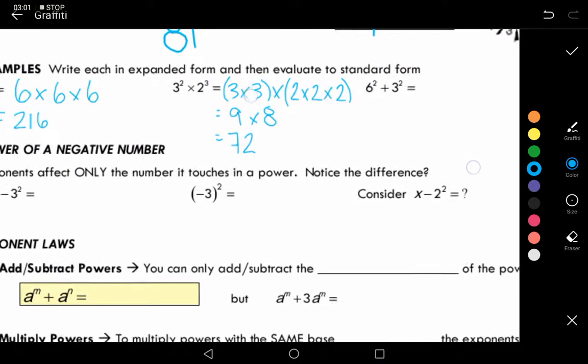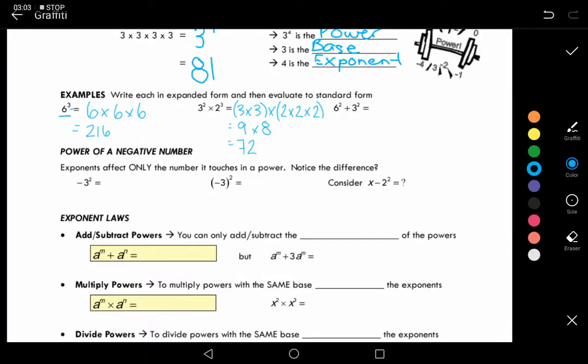Okay, and the last example here. 6 squared plus 3 squared. So we can't use any sort of power law here, which we will learn below. We have to first write this in expanded form. So 6 to the power of 2 is going to be 6 times itself, just twice, plus 3 to the power of 2, which is 3 times 3. So we have 36 plus 9, which gives us 45.